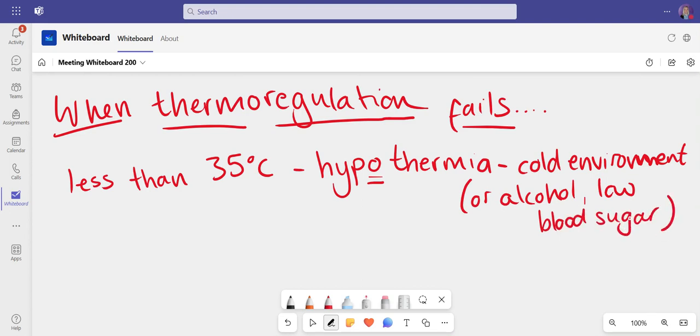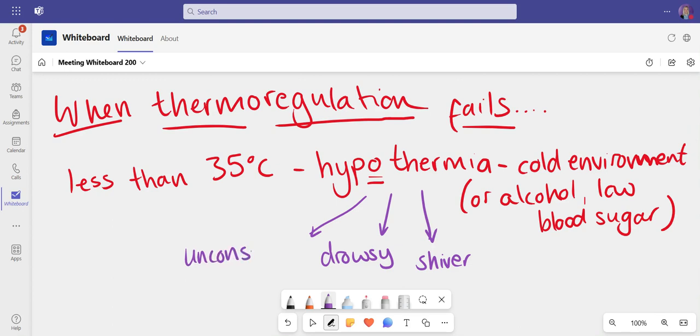Okay, so we get hypothermia. Now, if you've got hypothermia, the first signs are going to be quite obvious. So the first signs are going to be things like shivering. You're going to be very, very cold, and you're going to shiver. But then we're going to get more unusual symptoms. So you might feel drowsy. That means you feel tired. Okay. If you leave it, you might then become unconscious. And if you leave it even longer, it can cause death. It can kill you. Okay.